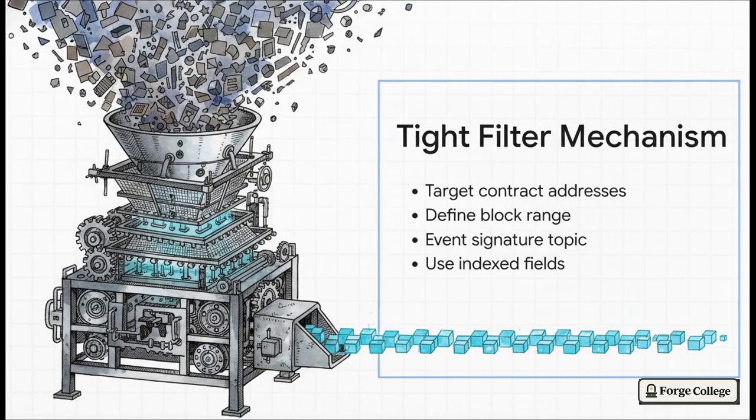But the real magic happens when you utilize those indexed fields we talked about last time. By querying specific indexed fields, like, say, a specific sender address, you create a highly narrow query. This absolutely drastically reduces the network load and your node costs. You're saving money here, folks, because the provider doesn't have to send you a literal mountain of irrelevant logs.